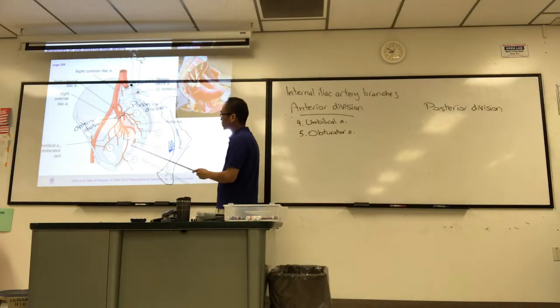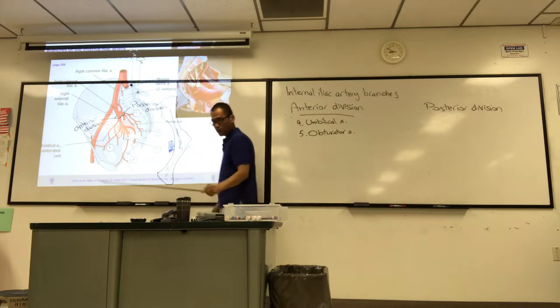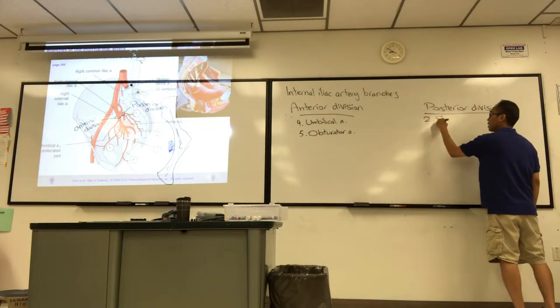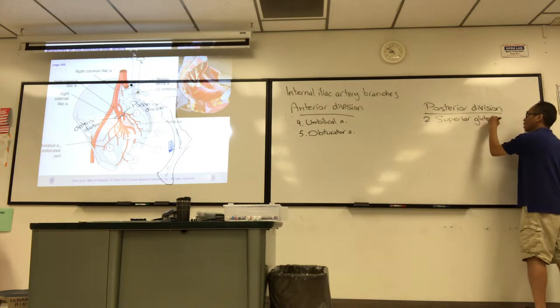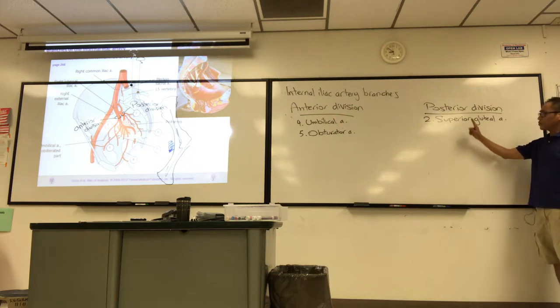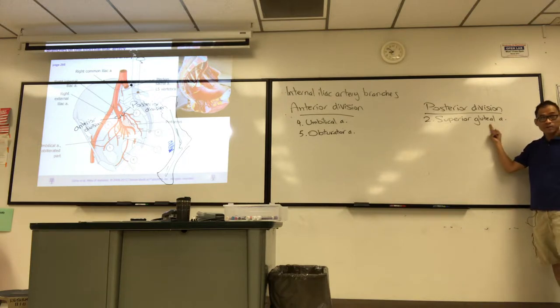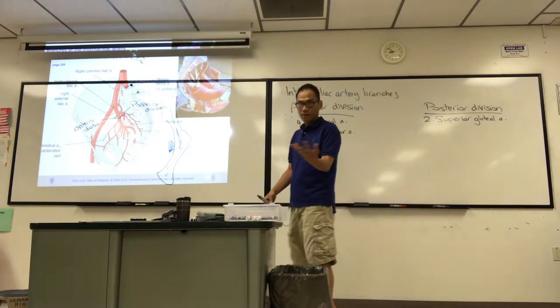Going to the posterior division, right there, there's an artery coming off, and it's exiting the pelvis superior to the piriformis. It's the superior gluteal artery, it's number 2. And superior is a relative term. Superior to what? The piriformis, right? That's our landmark muscle. Gluteal tells you the region it's going to. So it's exiting the pelvis, going out the backside. Everyone knows gluteal means the butt, right?